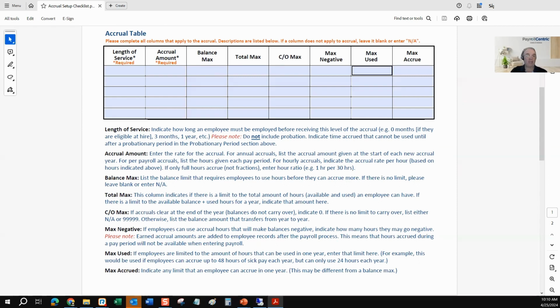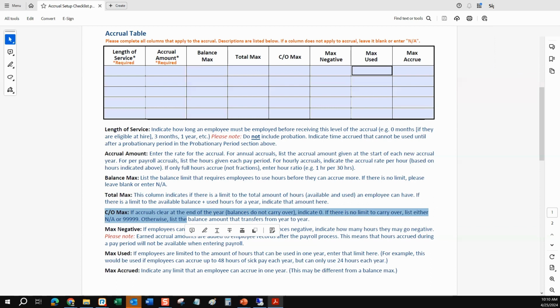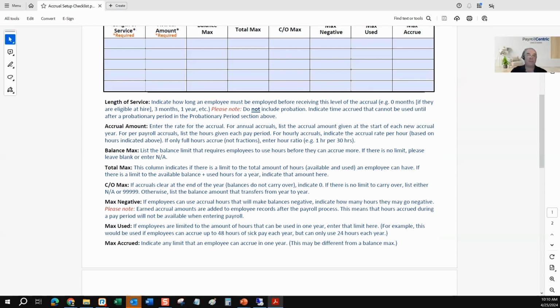The carryover max, as I said, if the accrual clears at the end of the year, balances do not carry over. You indicate that as 0. If there's no limit to carryover, you list it as, say, 99999. Otherwise, you list the balance amount that transfers from year to year. And that's basically how much they get to carry over into the next year, into the next policy period.